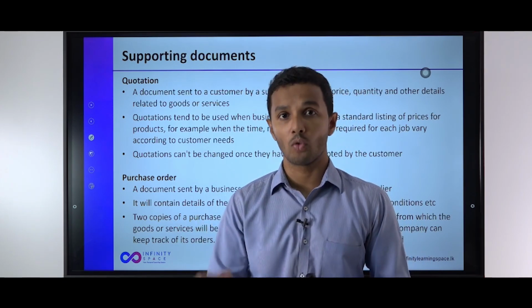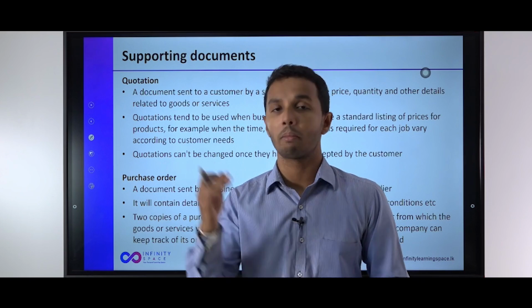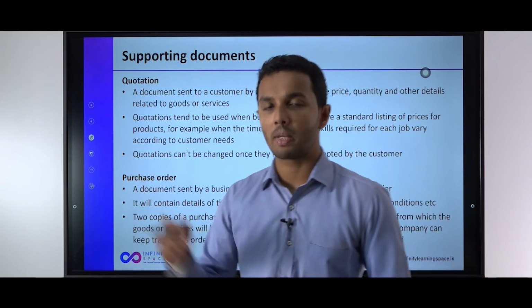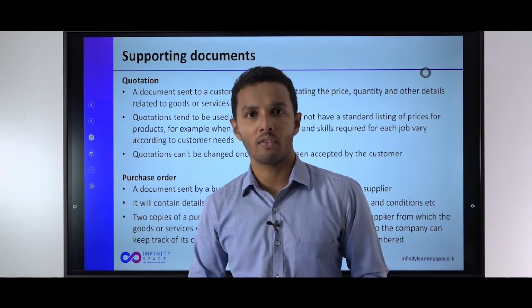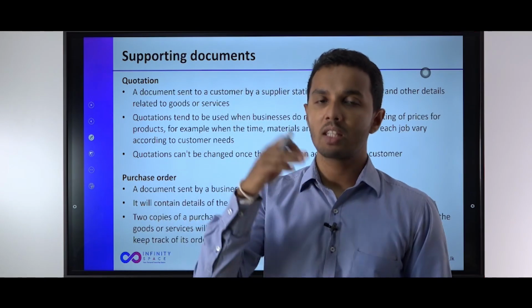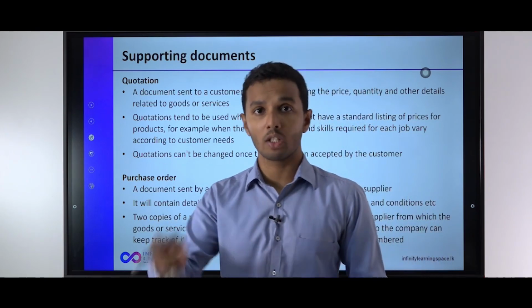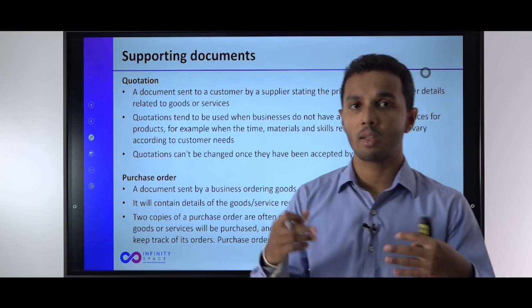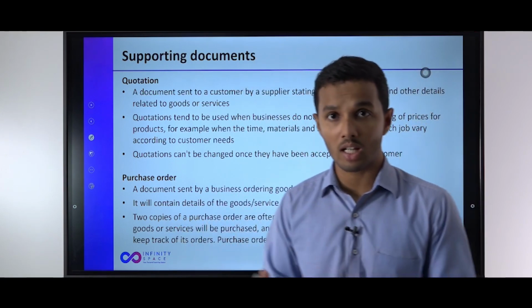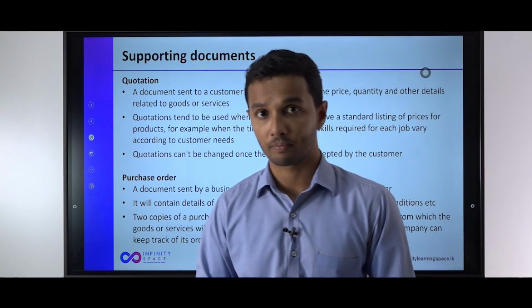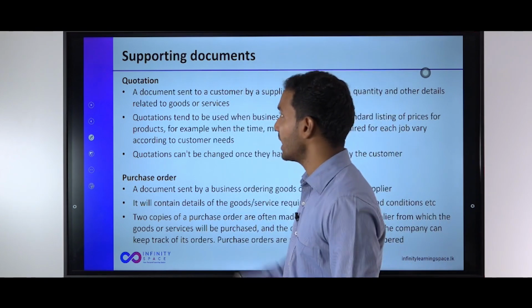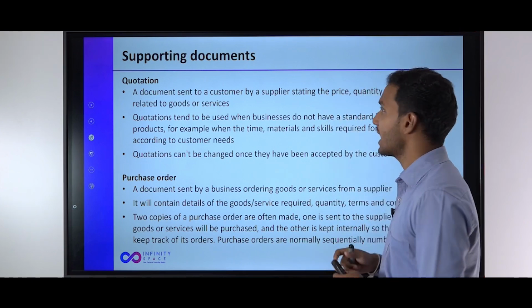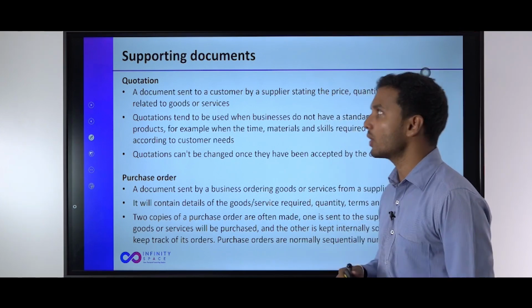Now the business wants to buy wood, and the first thing the business is going to do is not place a purchase order directly with a supplier, but look around and see who can supply wood. Once the business identifies different suppliers for wood, it will ask those suppliers to send a document called the quotation, explaining the quantity of wood they can supply, the price they are going to charge, and other terms and conditions. So a quotation is simply a document sent to a customer by a supplier stating the price, quantity, and other details related to goods or services.